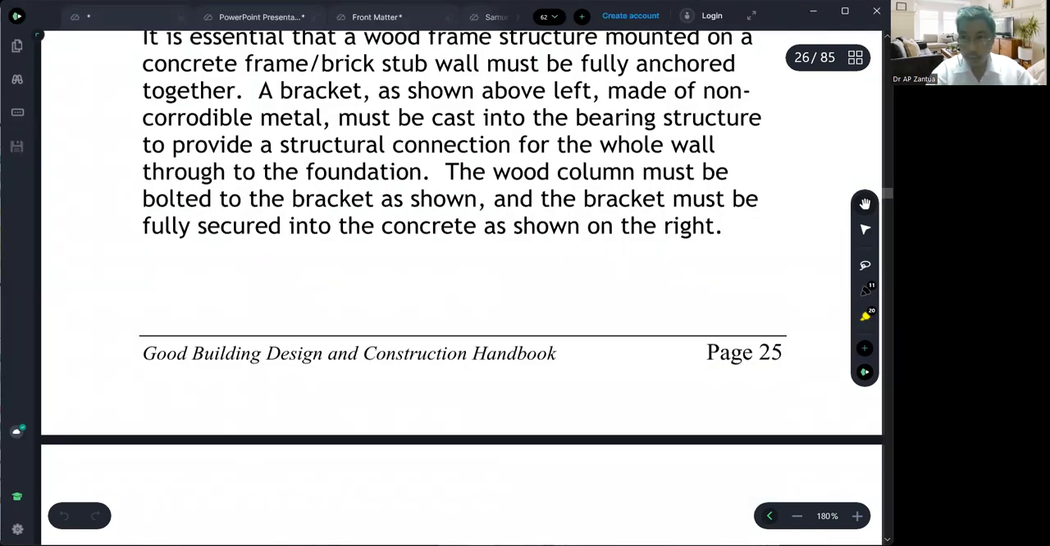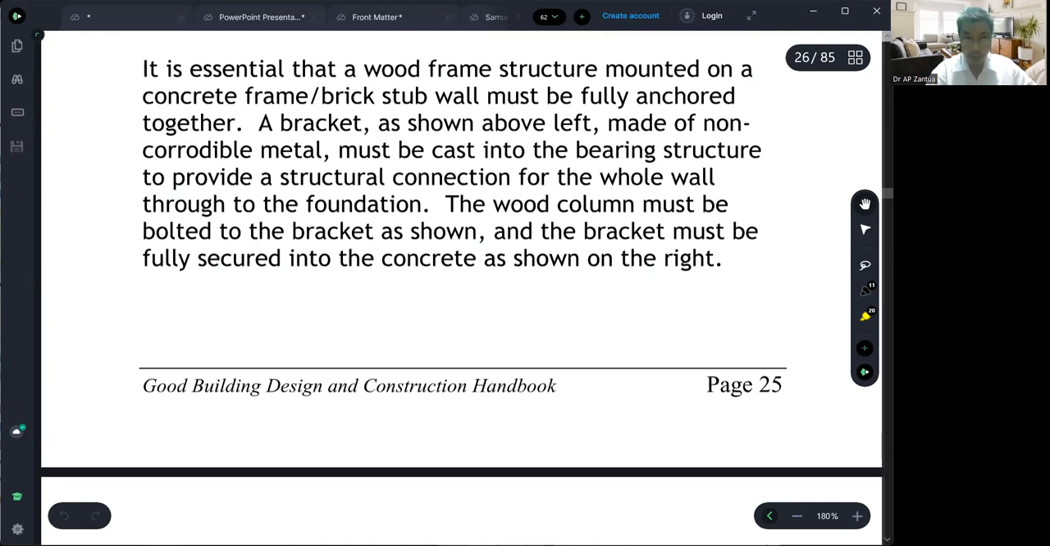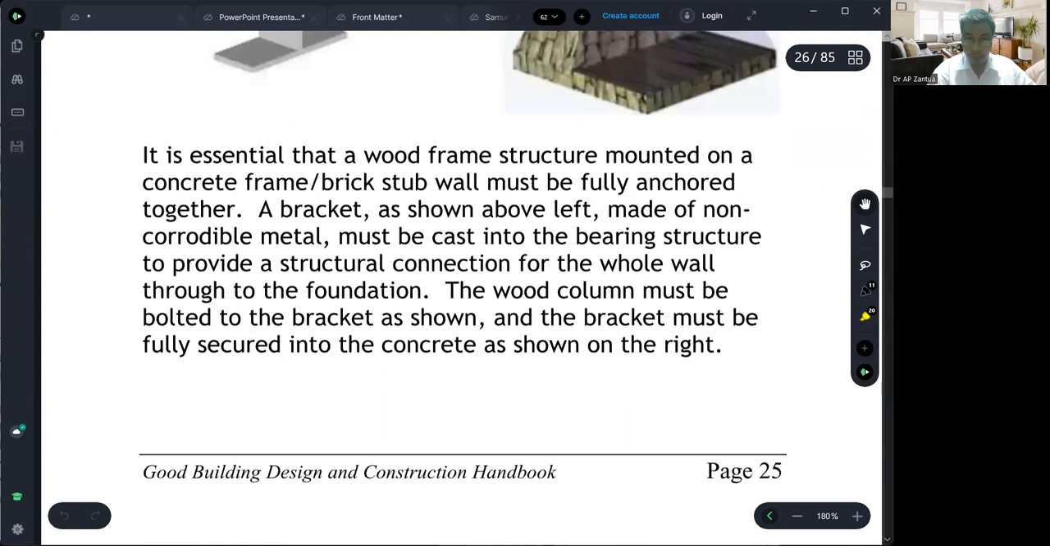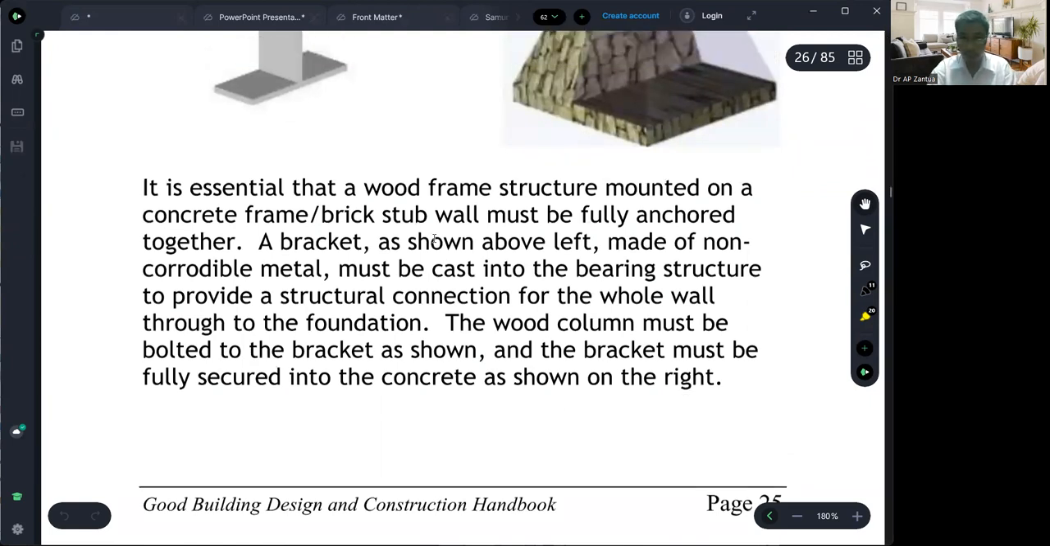So this one has what? Has essential wood frame structure mounted on a concrete brick stub wall. Okay, anchored. It is anchored.